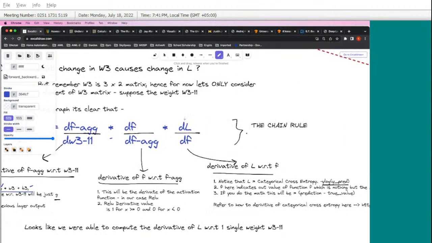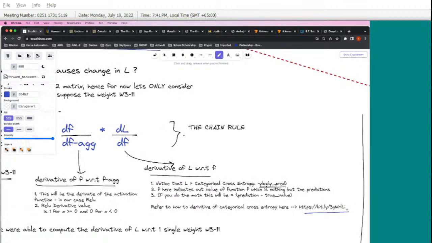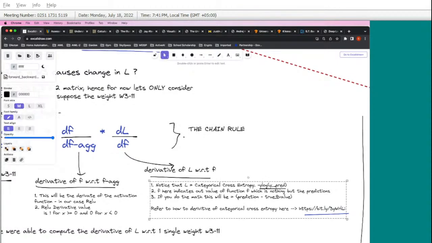And what will be my dL by dG? For that you need to find the derivative of categorical cross entropy. There is a link that I have given. You can look at this if you are interested in math, how to differentiate the equation of minus y log of y. That's all it is. You just have to differentiate this one, nothing else.